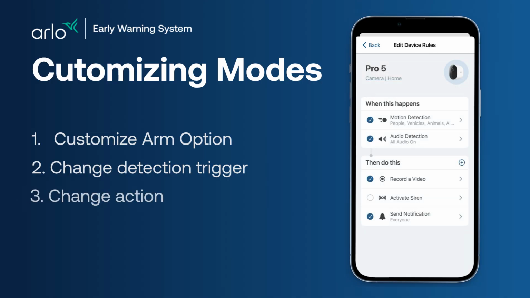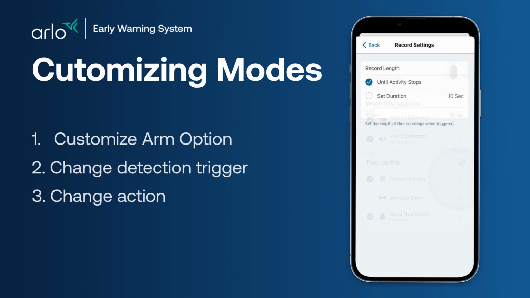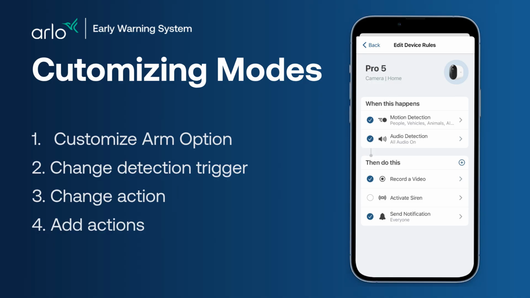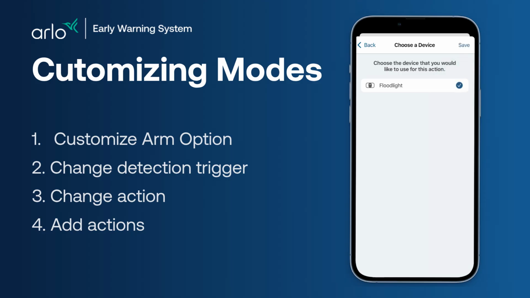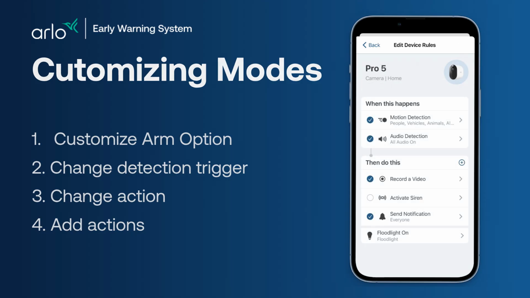Under Then do this, you can choose what the camera does when triggered. You can change the video recording length or customize the siren's duration and volume. If you want to add more actions, tap the plus icon and pick from the list. You can use the custom mode to cross-trigger actions across different devices, for example, activating the floodlight when a different camera detects motion or audio.